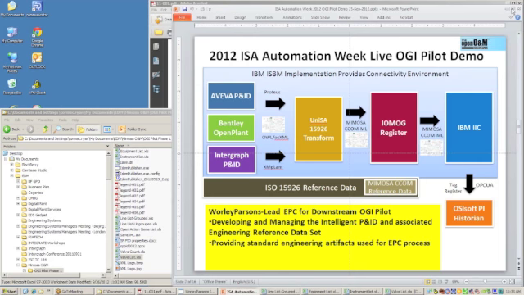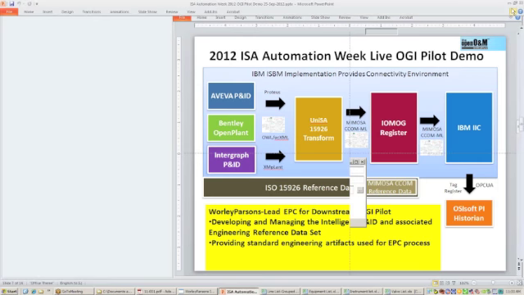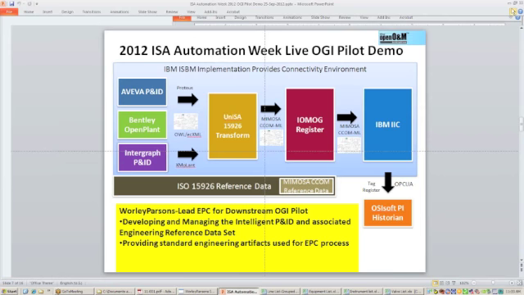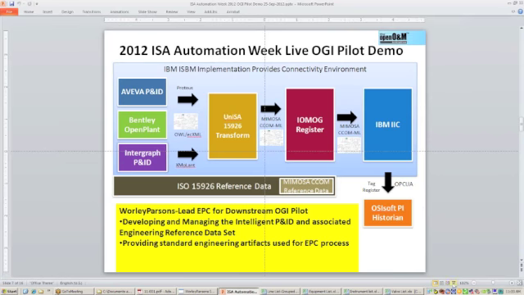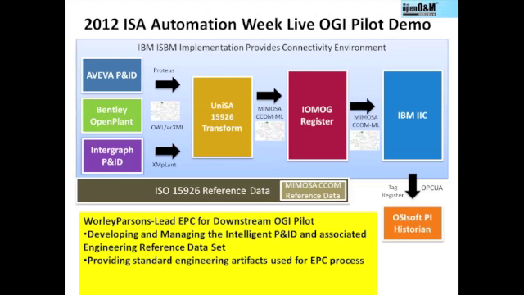So let me just share my screen here. And we're going to be looking at P&IDs. Now, the P&ID is a key deliverable out of the engineering process, but a dumb drawing is going to give you little or no value from an operations and maintenance perspective. So I'm going to be talking about intelligent P&IDs.